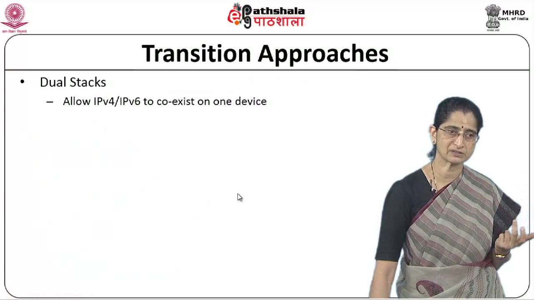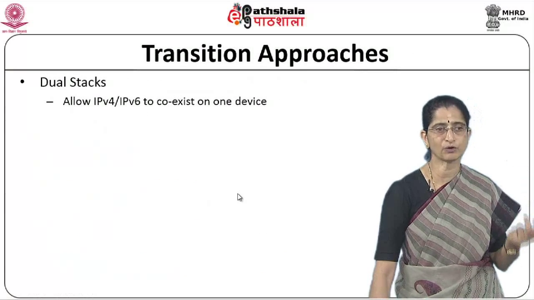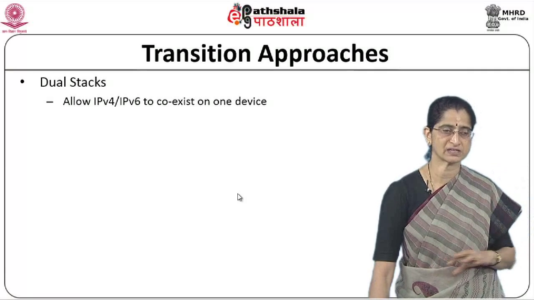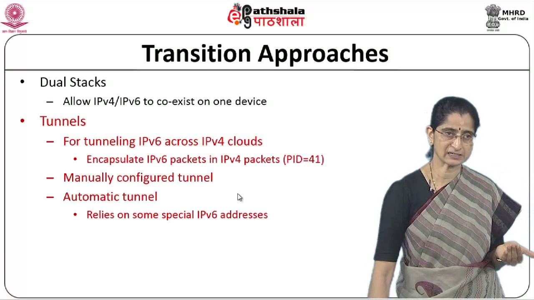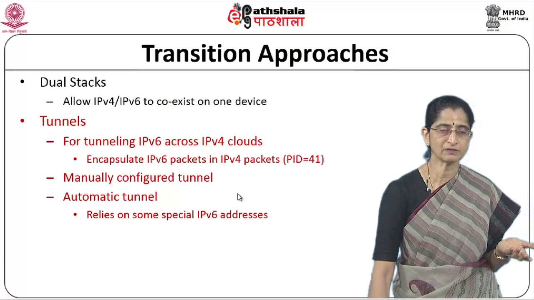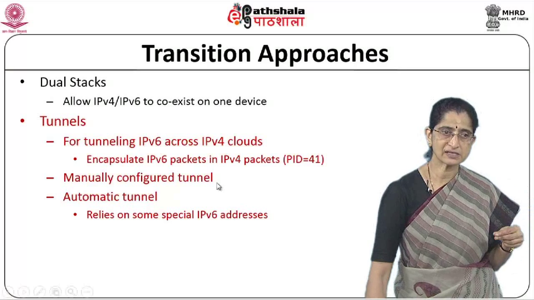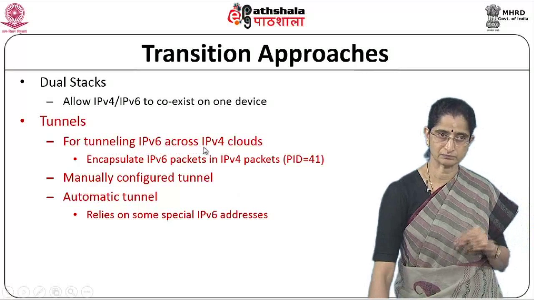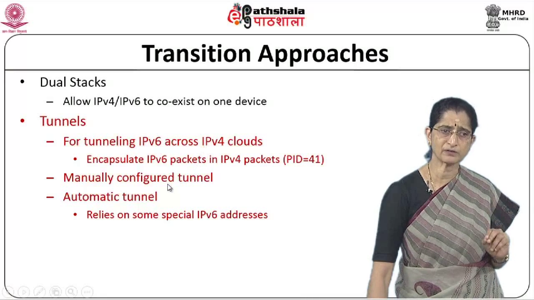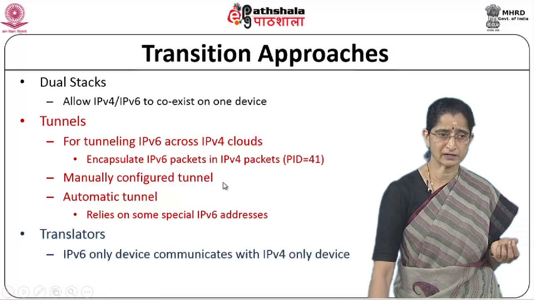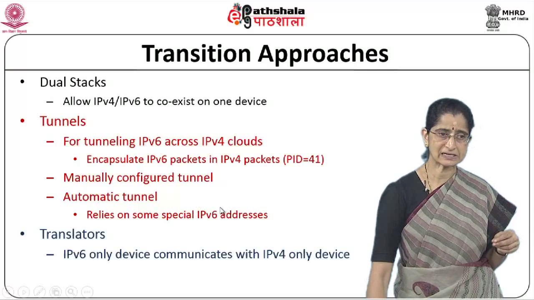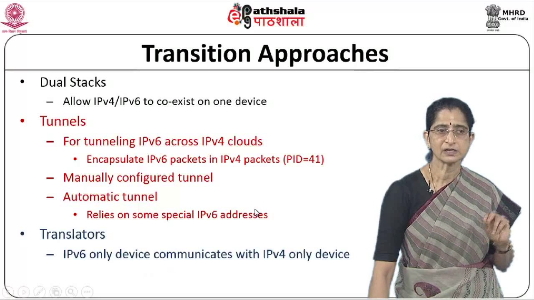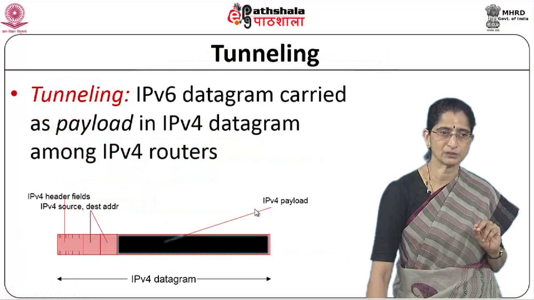You have a dual stack option, that is you will have devices where v4 and v6 will coexist on one device. So you will be able to work with both a v4 network as well as a v6 network. And then there are tunnels. Remember we already talked about tunneling. Tunneling essentially is that you can take a v6 packet and tunnel it across v4 networks. You can manually configure the tunnel or it could also be an automatically configured tunnel. And then there are also translators, which are IPv6 only devices which will communicate with an IPv4 only device. Okay. So dual stack and tunnels are the commonly used ones.